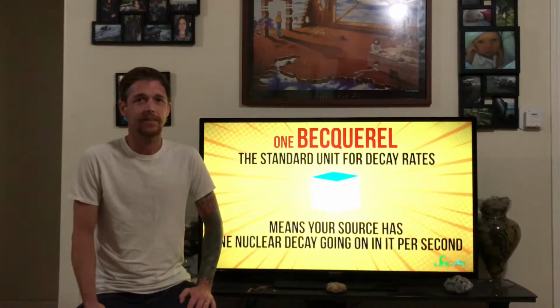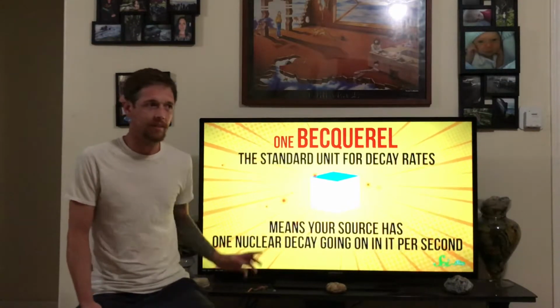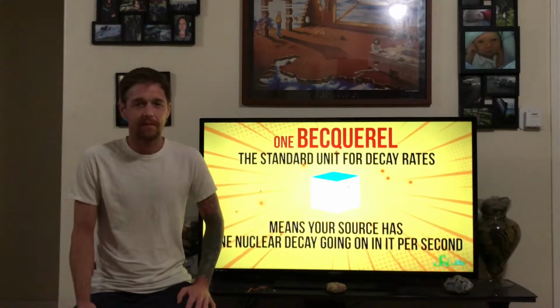A particle has a tiny amount of energy on a human scale. Of course, radioactive sources don't generally give off 1 particle at a time. So we also have units to describe how many radioactive decays happen in a source per unit of time. 1 becquerel, the standard unit for decay rates, means your source has 1 nuclear decay going on in it per second. Basically, a tiny amount of activity. Your body typically and safely emits several thousand becquerels all the time.